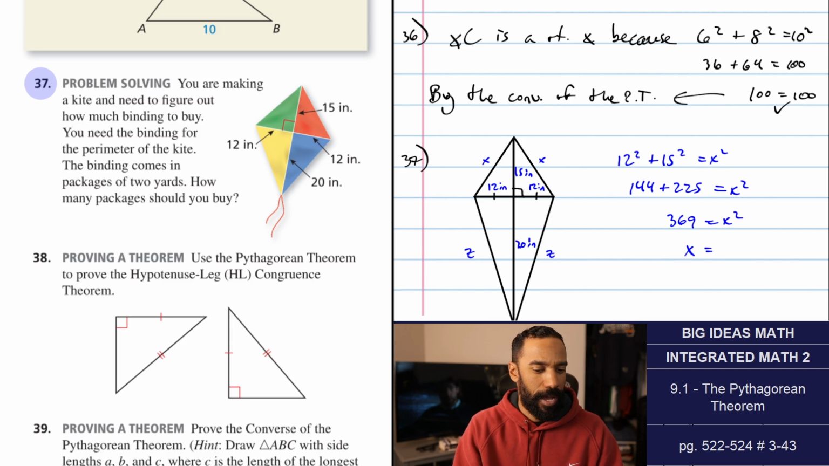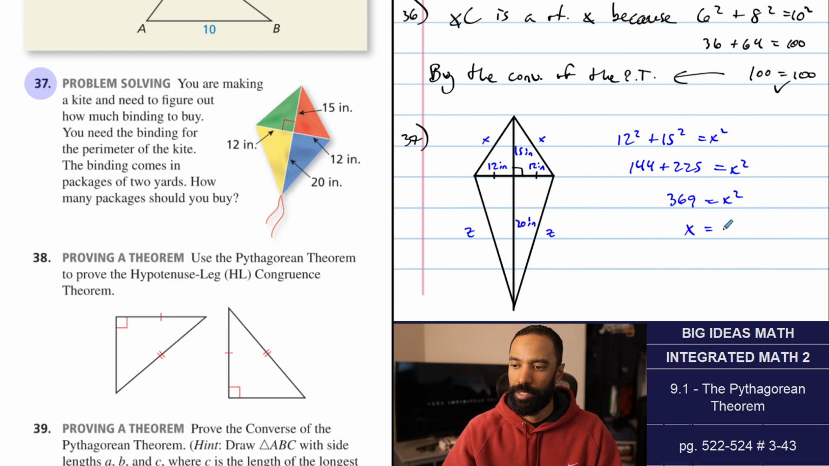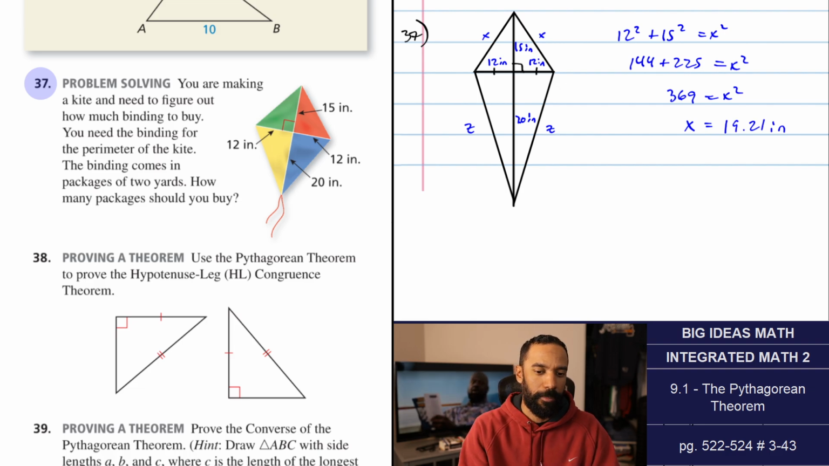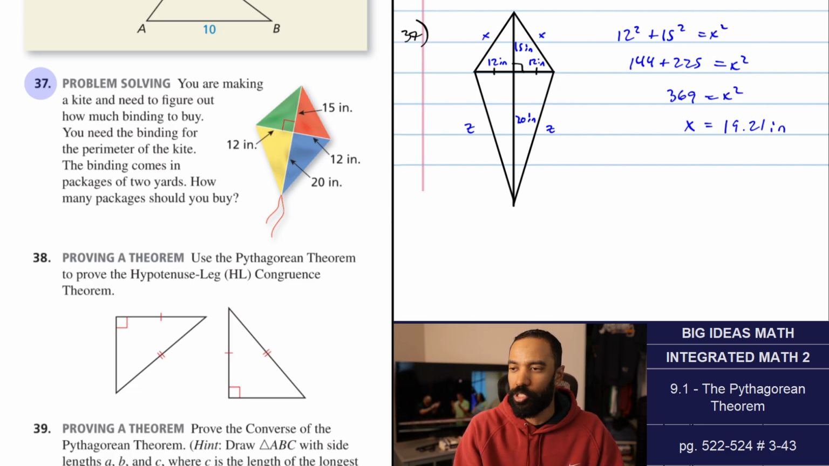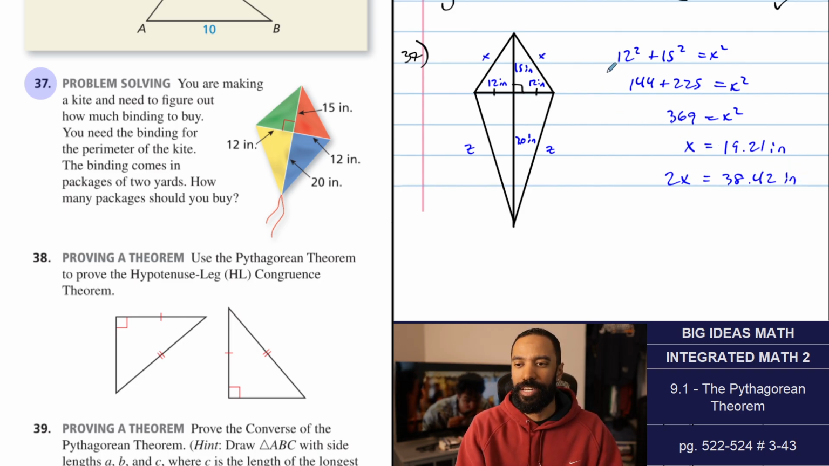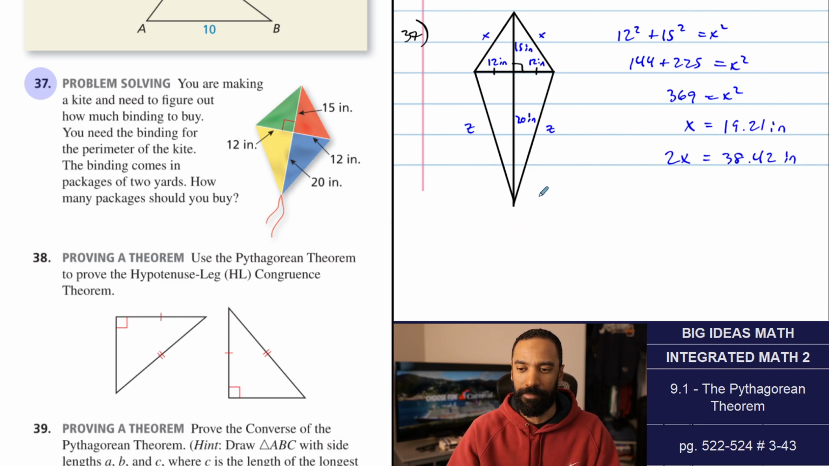Now, I'm going to round it. The square root of 369, I get 19.2-ish. I'll put 19.21 inches. So there's x. 2 of those, and I'm going to store this number in my calculator and double it. If that's x, then 2x is 38.42. That's fine as far as rounding goes. The next set, this is z. I got 12 and 20 here. Also not something in a Pythagorean triple as far as I can tell.